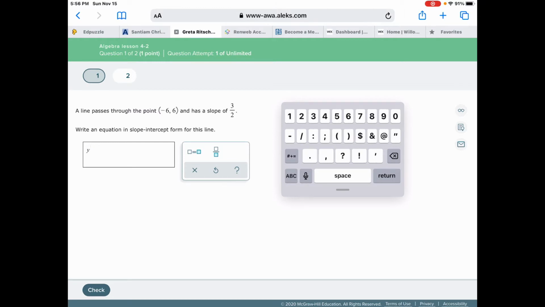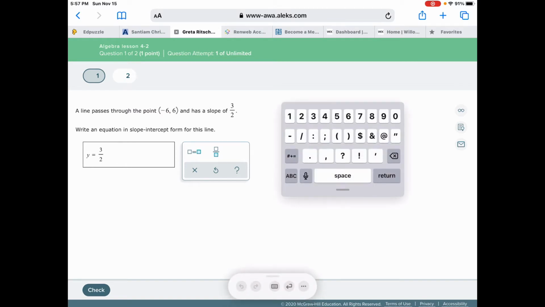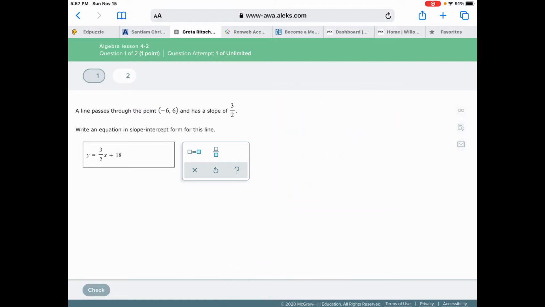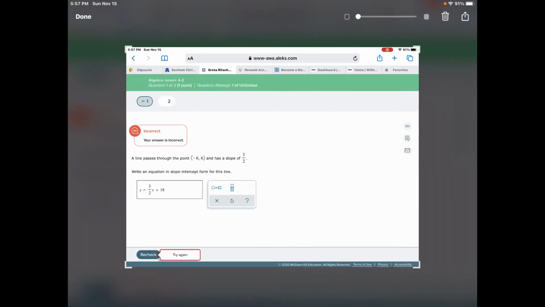Y equals 3/2 x plus 18. Hopefully I got that okay. And it says I'm wrong. Gotta love that. Let's just check my math.